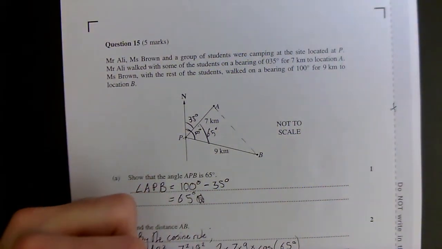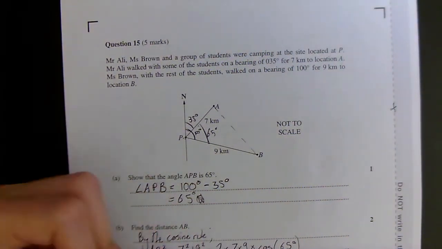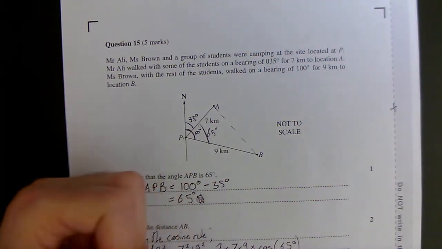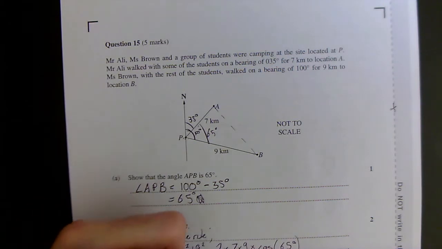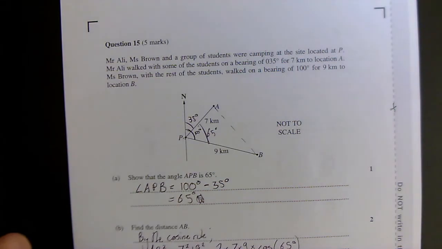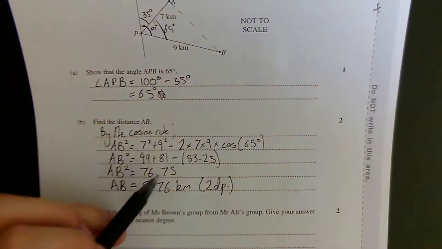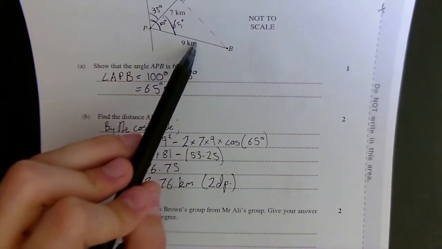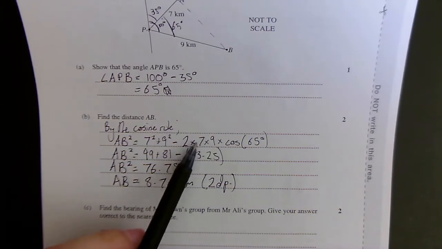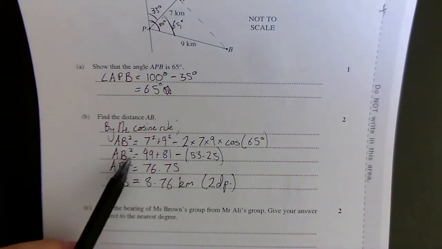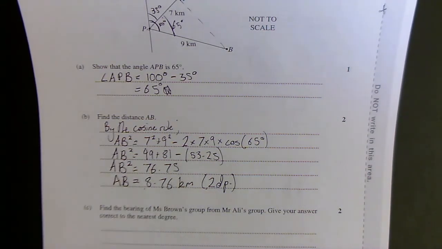So when we put these all together, we get 76.75, and we take the square root of this, which is going to be 8.76 kilometers, and we're going to say that's to 2 decimal places. Sorry, I haven't shown the working here. So we did AB squared is A squared plus B squared, so 7 squared plus 9 squared, minus 2 lots of AB, so 7 times 9 times cos of the included angle, which is cos of 65. And basically we've just solved for that.